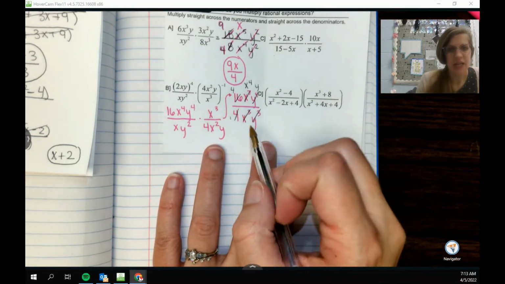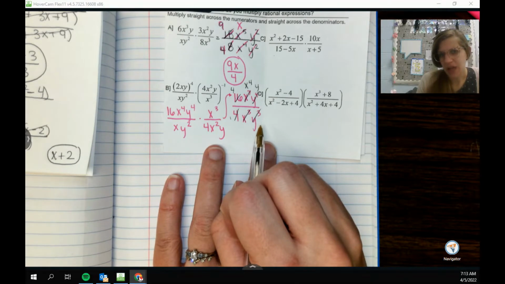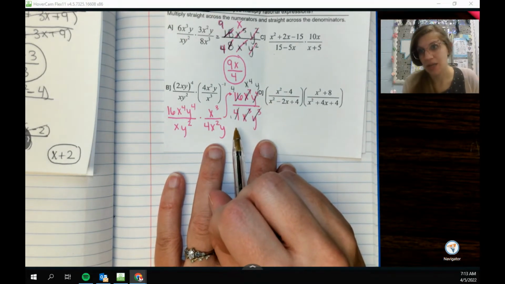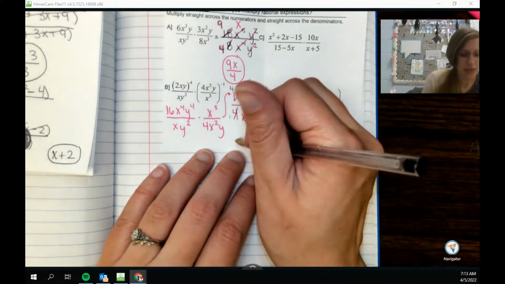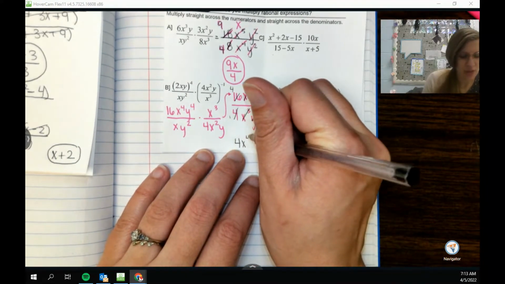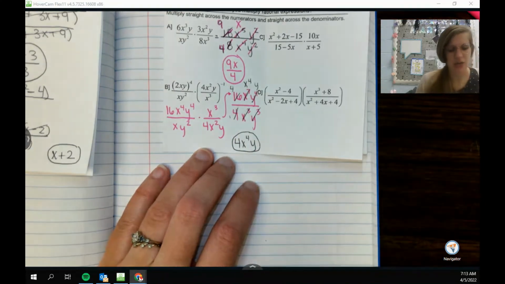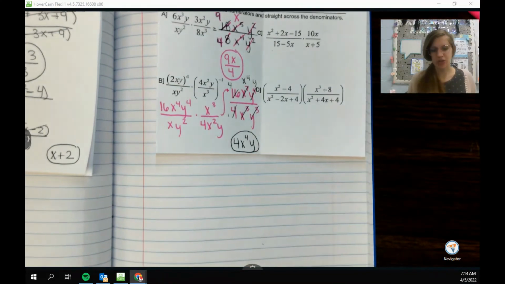So, I think my denominator is fully gone. It's just a 1, and I don't need a 1 on the denominator. So my numerator is just 4x to the 4th y. And again, no denominator, so no need to worry about restrictions.